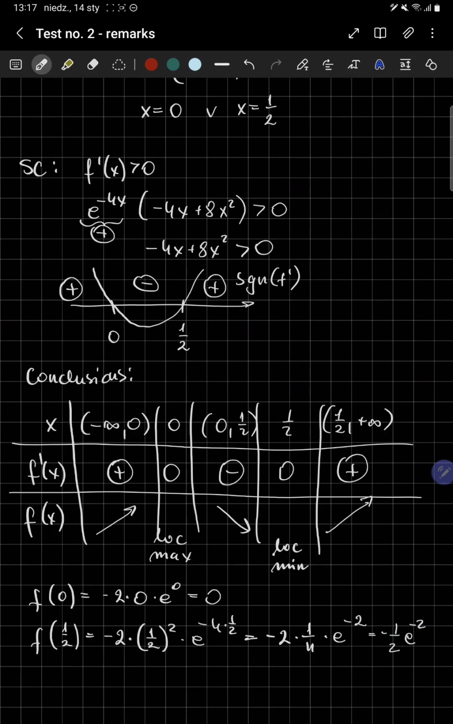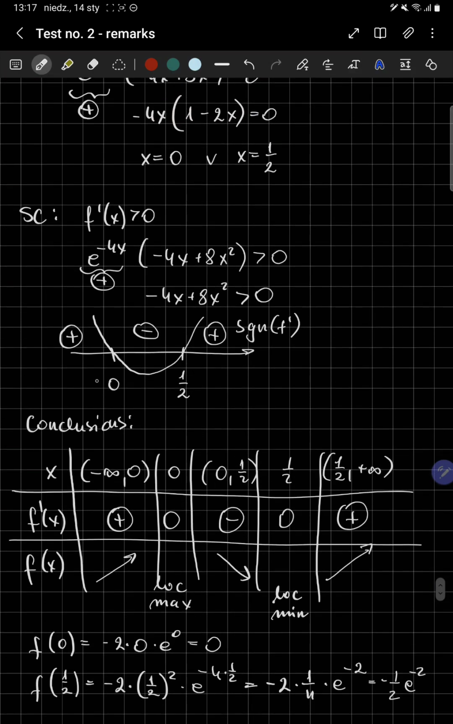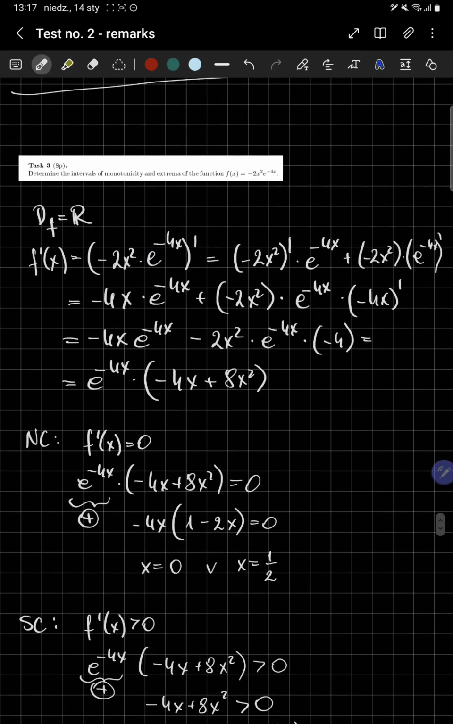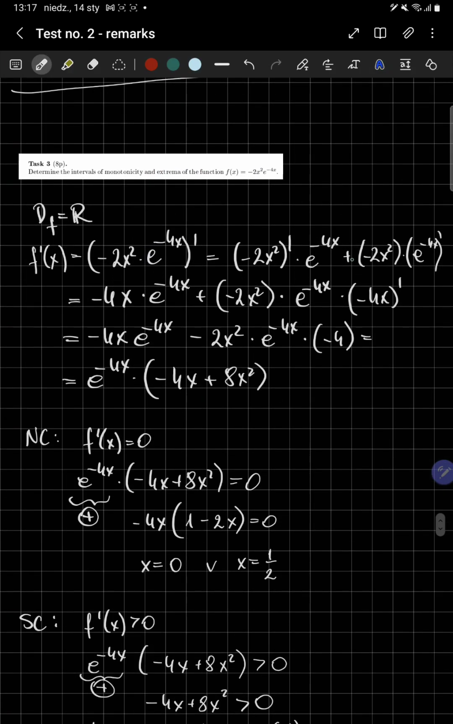Like this. The typical mistakes were with the solution of the inequality, the graph sometimes was made in the inverted way, and more importantly with the derivative. So please revise how to calculate the derivative of the product.